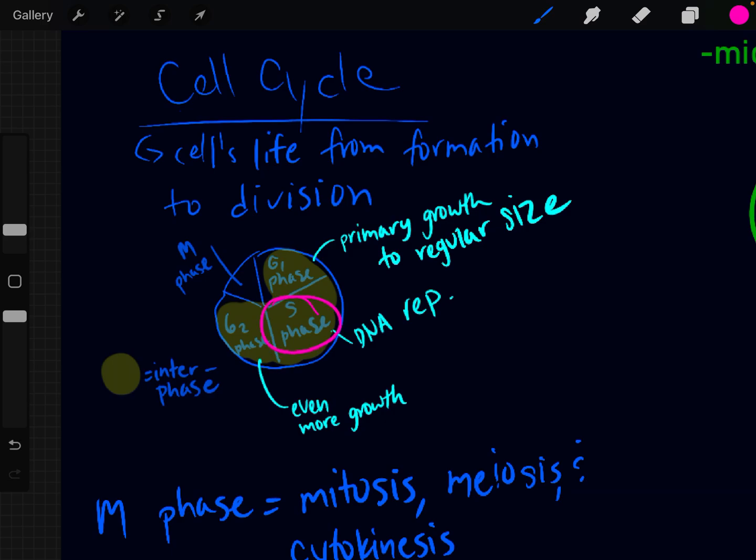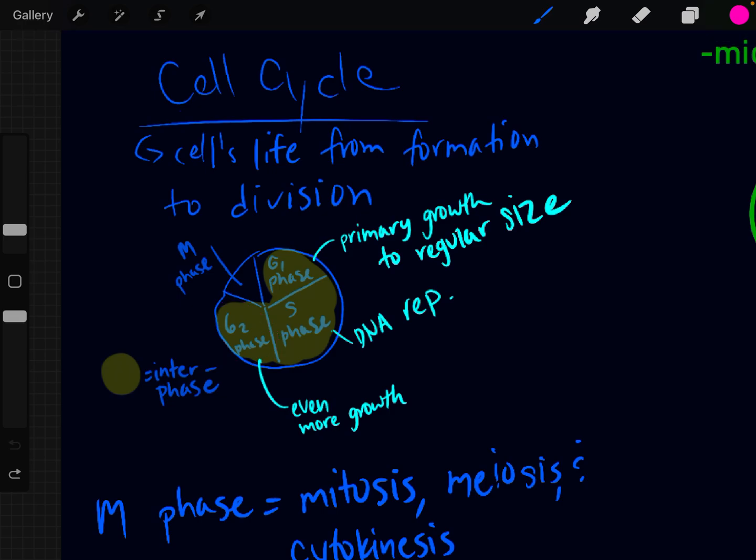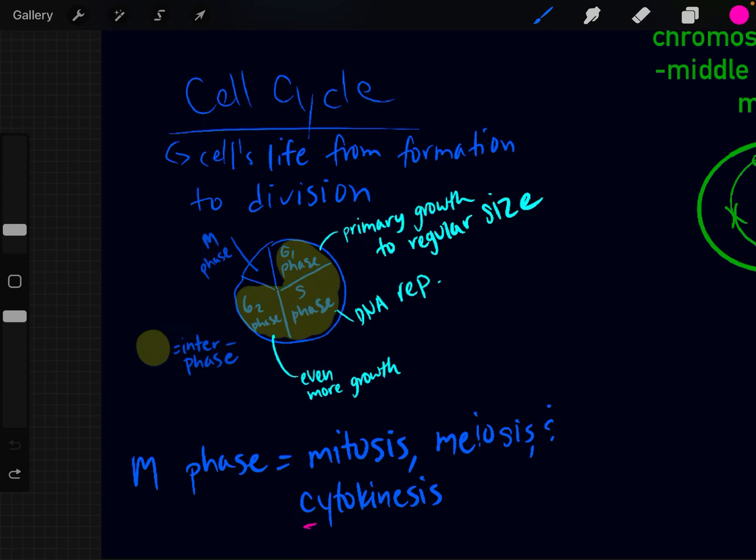And then we have S phase. S phase is very important to know for the AP Bio test. It came up in a lot of questions for me. And this is basically where DNA is replicated in your cell, in the nucleus. And then you have G2 phase after S phase. And this is where your cell gets even larger. It gets bigger so that it can prepare for cell division. And then we have cell division, which is M phase, which consists of mitosis or meiosis, depending on which cell you're using, and cytokinesis.